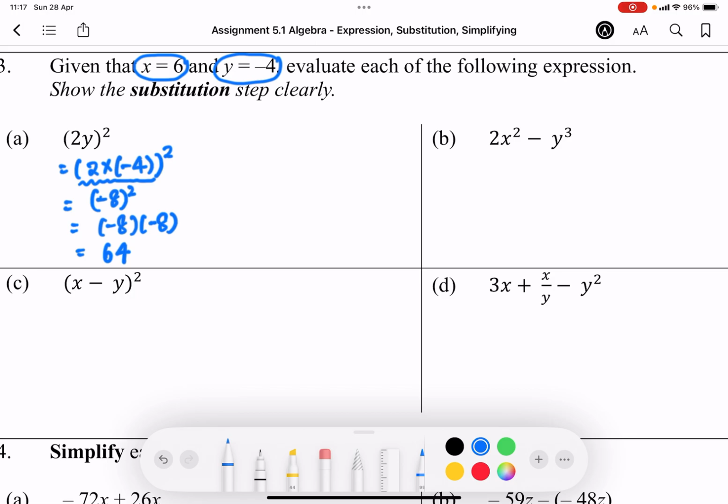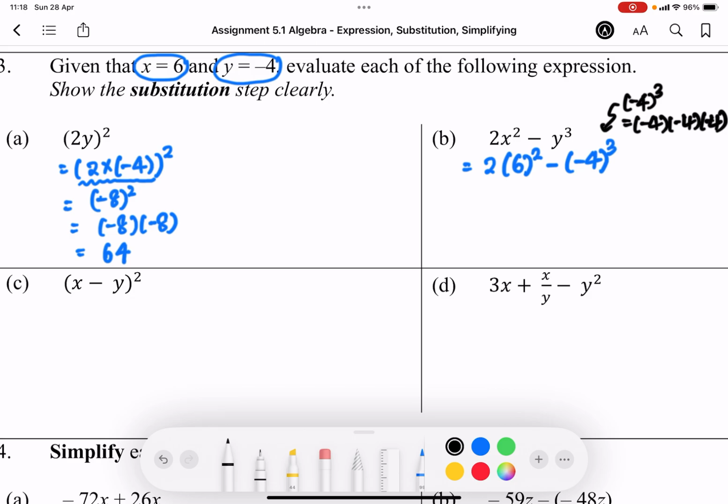Next, we have 2x squared minus y cubed. So to substitute, we have 2, and the square only applies to the x term. Therefore, it is 6 squared minus, and the cube applies to the y term, which is negative 4. So we have to write it in this way. Now, bear in mind that negative 4 to the power of 3 is the same as negative 4 times negative 4 times negative 4.